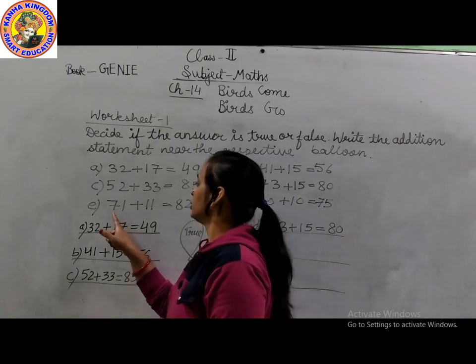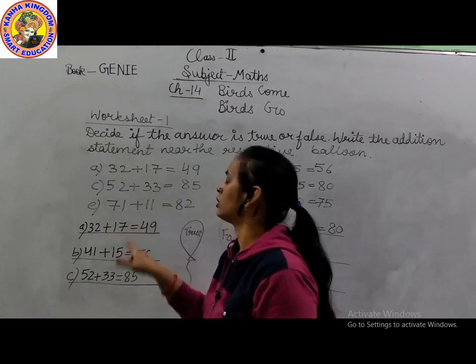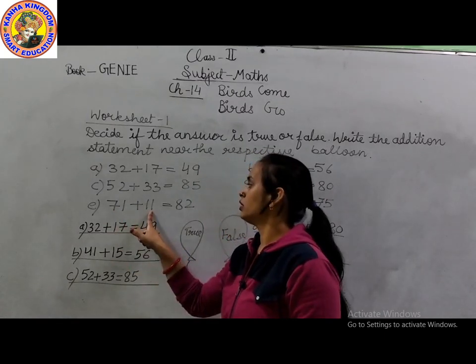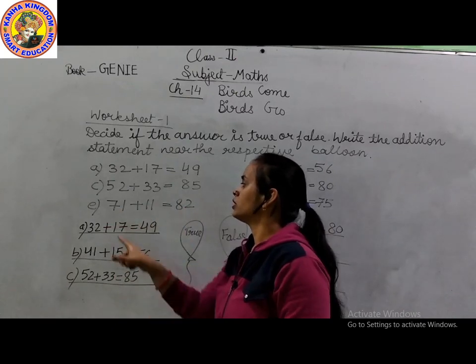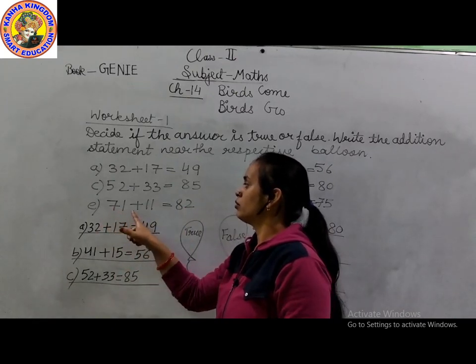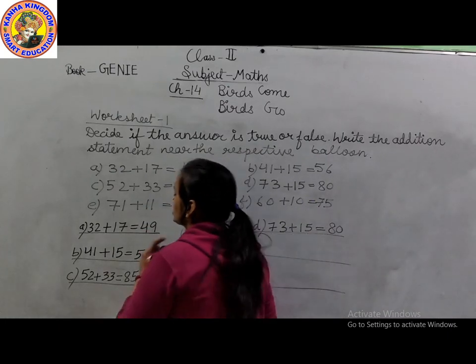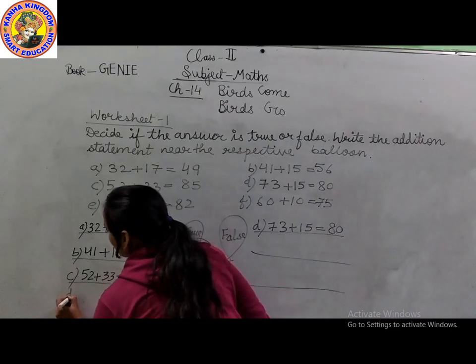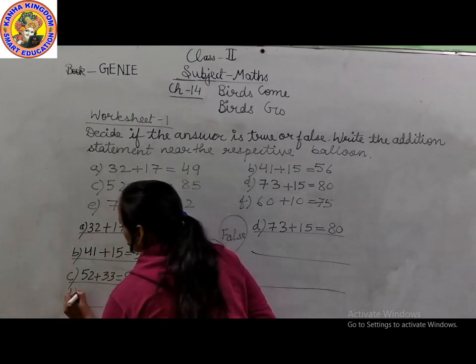Now next question, E, 71 plus 11. So 1 plus 1 equals 2. 7 plus 1, 8. So 71 plus 11 equals 82. So this is the correct addition. So write this addition statement in true.